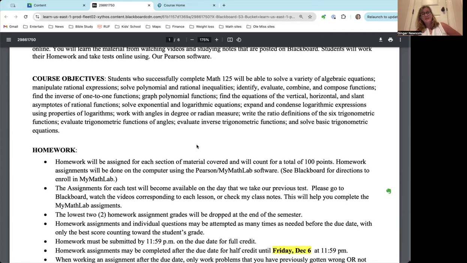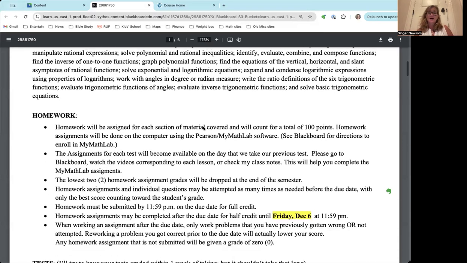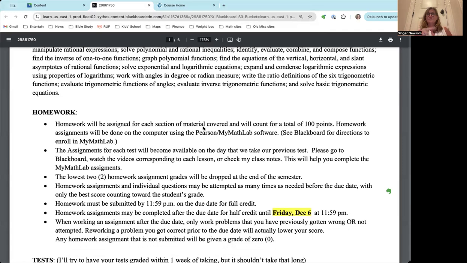So first thing, the homework. The homework you will work on Pearson, also known as MyMathLab. For each section, you'll have a certain number of problems. You'll work those. Once again, things are due usually by the end of that week on Sunday.